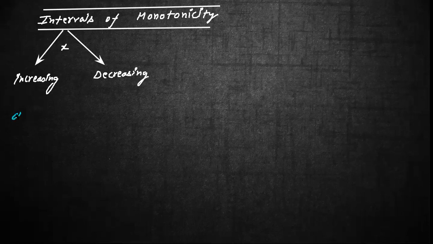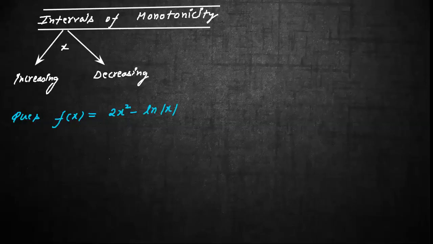So let's try to do another question where we have to find out the intervals again of monotonicity. The question is, we have f of x equals 2x square minus ln mod x, because the derivative of ln mod x is always 1 by x. So just remember this point and you can solve it within one line. The derivative is 4x minus 1 by x.